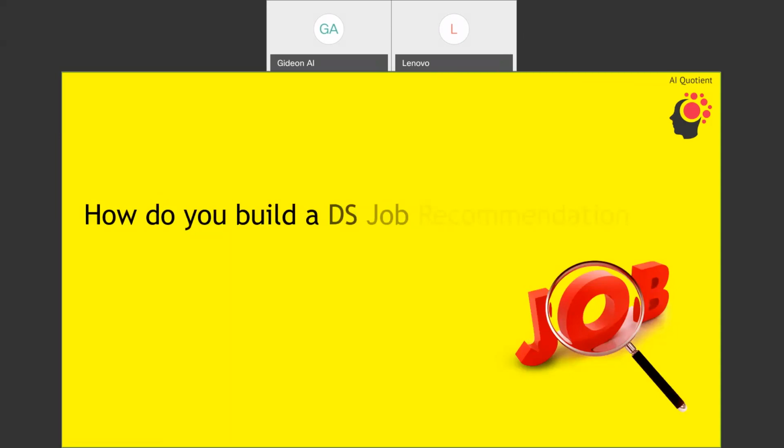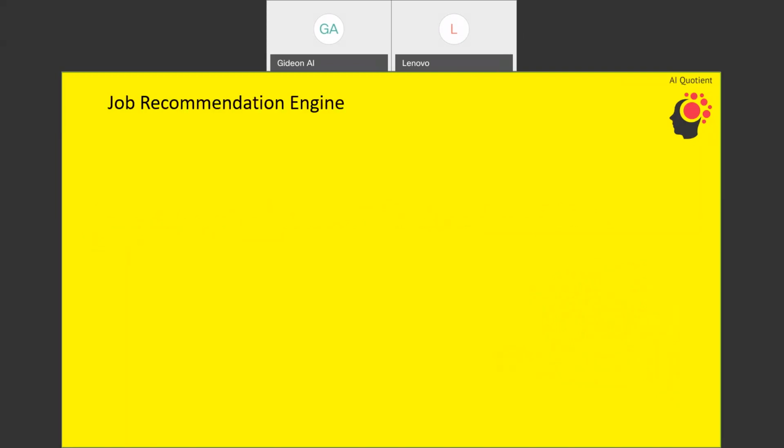Okay, so think about it. How exactly do you build a data scientist job recommendation engine? Here they're not looking for the perfect answer. They're not asking you to build the best job recommendation engine out there in a matter of minutes in front of the interviewer. They're trying to understand your ability to think end to end, the entire machine learning pipeline that we're talking about. So that's exactly what we're going to see.